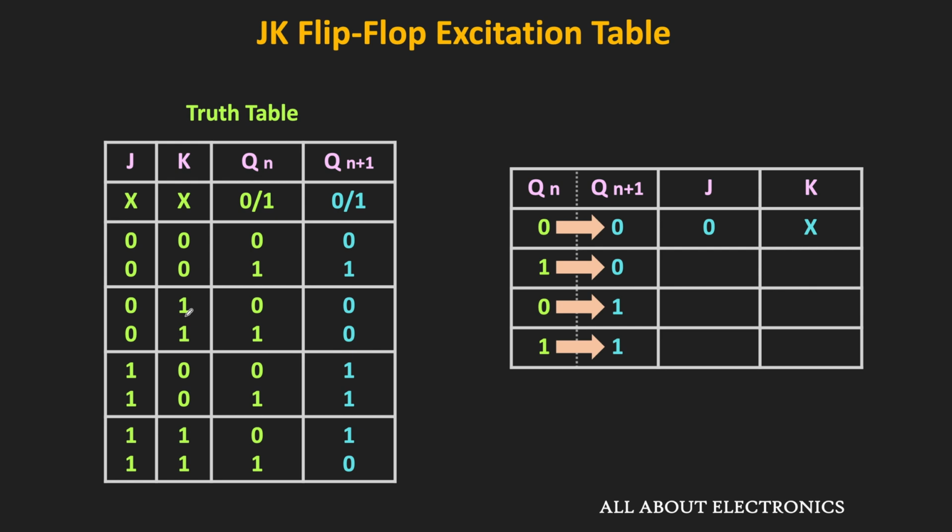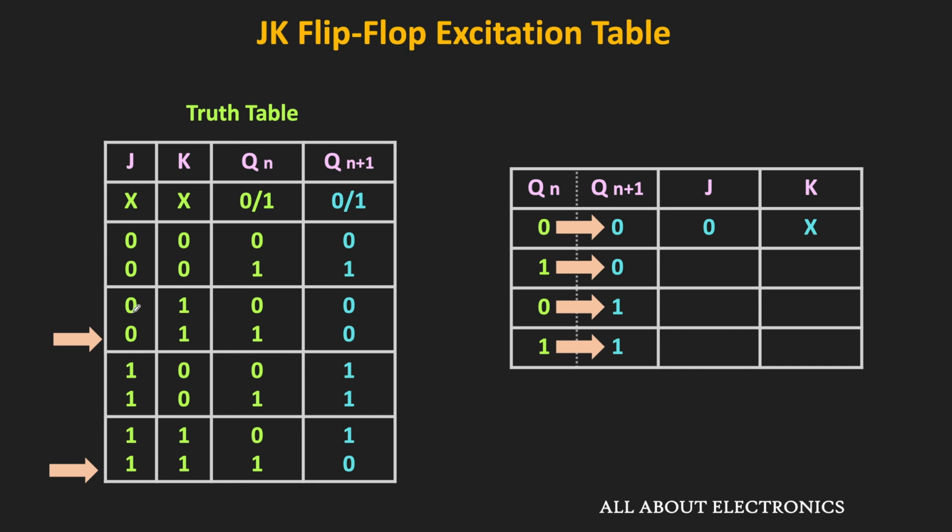Similarly, let us take the second case. In this case, currently Qn is 1 and in the next state, we want Qn plus 1 to be equal to 0. For these two input combinations, in the next state, Qn plus 1 is equal to 0.